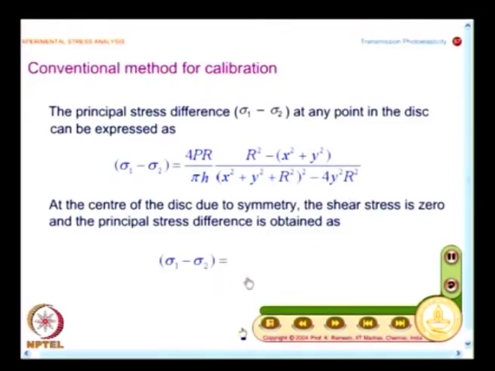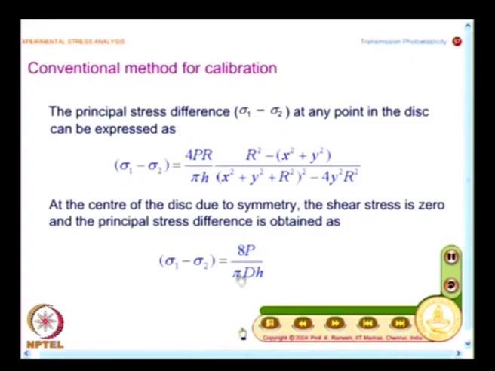You just put x equal to 0 and y equal to 0, you get an expression, and I want you to simplify it. The expression is popularly written in terms of the diameter of the disk. So, instead of putting the value as r, the radius, you express it as d by 2, so that you have a very popular expression, and that is obtained as sigma 1 minus sigma 2 equal to 8 p by pi d h, as simple as that.